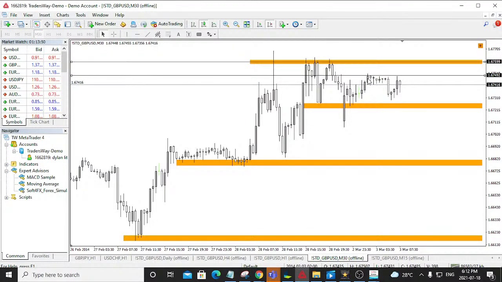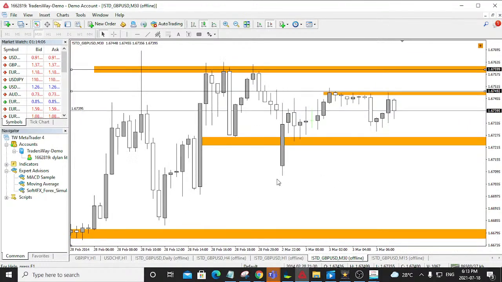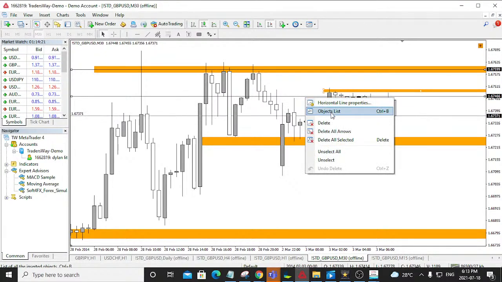So it is a possibility that this level of resistance is something that is holding price back, and now price is returning to this level. It is a possibility. So that might be something we have to look into. Alright, I'm going to just leave that as is. Delete this.